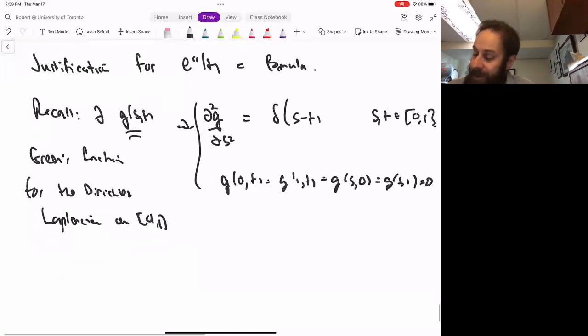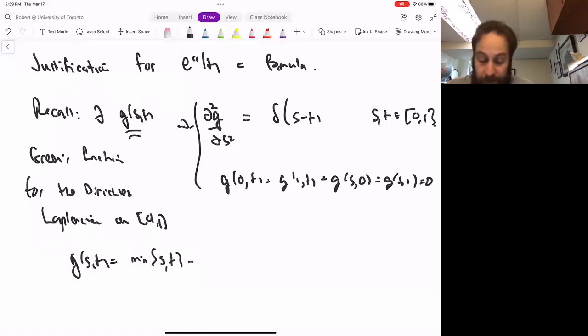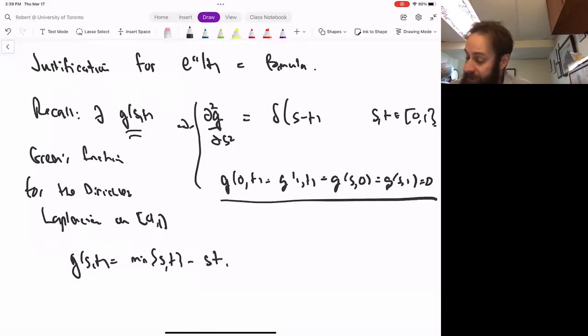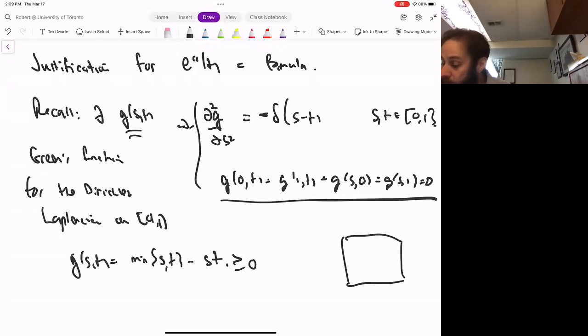And those of you who haven't studied PDE can verify in a more pedantic way that there's a nice explicit formula for g of s,t. It's just something like the min of s and t. And then I need to subtract the product st to make it satisfy these boundary conditions. Because s and t are both between 0 and 1, the min is always going to be bigger than the product. So in fact, I think I've done it with this sign. And you can kind of picture this function on the unit square. It's 0 at all the boundaries, and it's smooth away from the diagonal, and it's linear on either side of the diagonal. And I think it's zero at both ends of the diagonal. So I think it's like a parabola along the diagonal. You can see its slope is discontinuous when you cross the diagonal. And so when you take the second derivative, you get this delta function here.